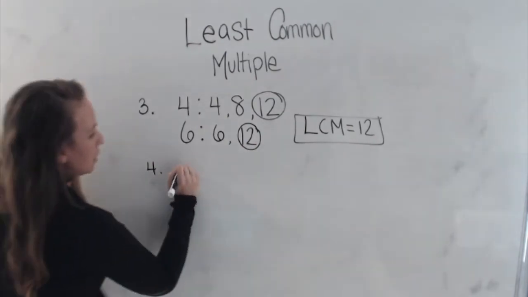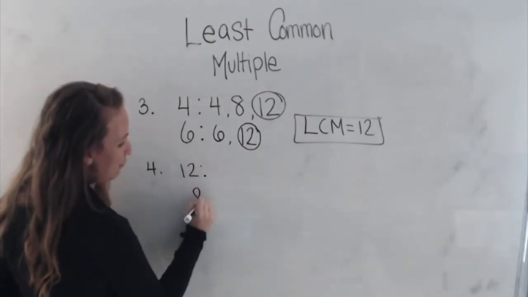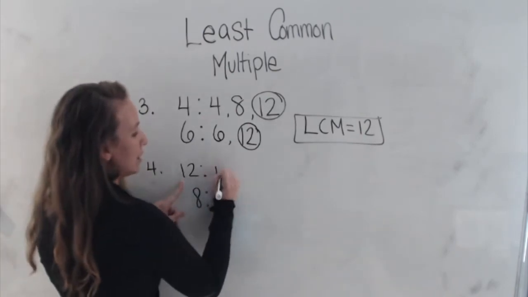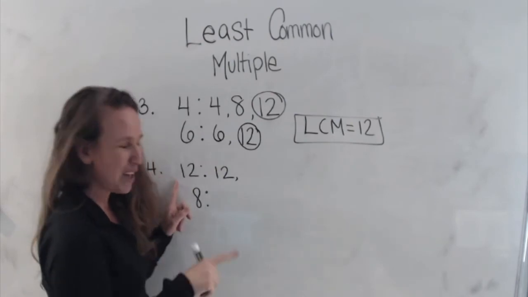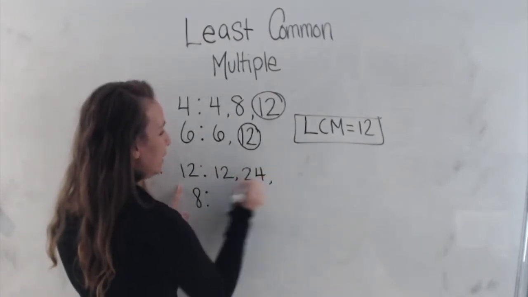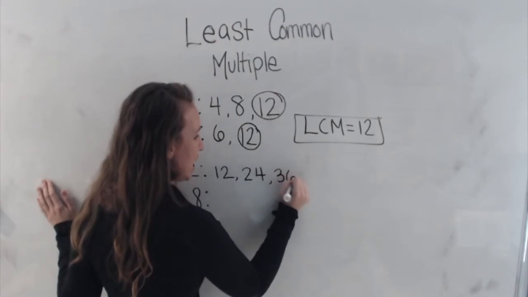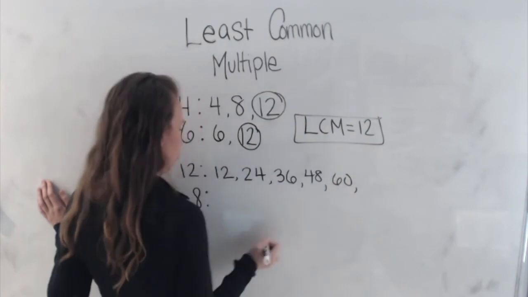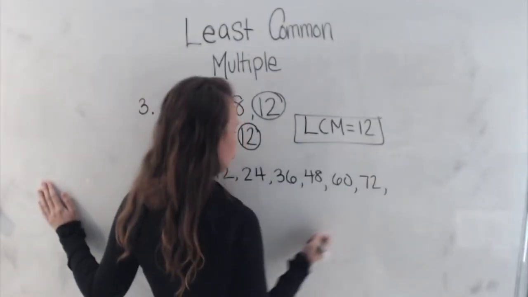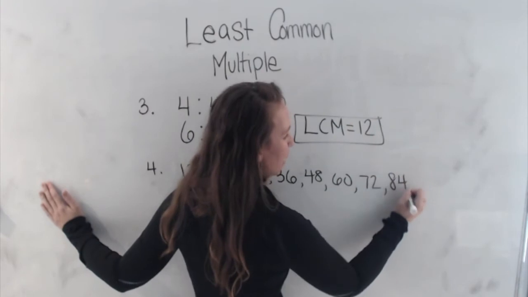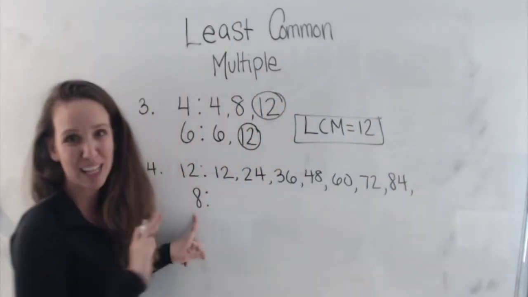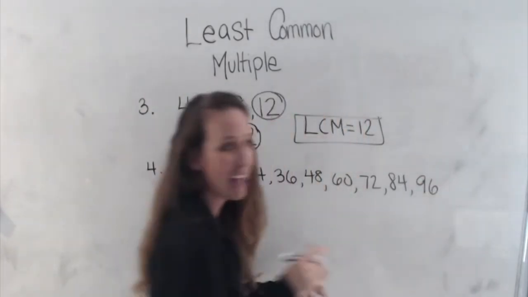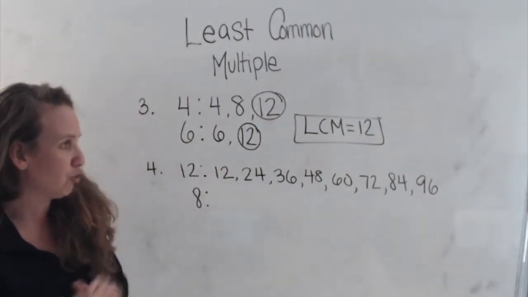Number 4. We have 12 and we have 8. So let's go through. 12 times 1 is 12. 12 times 2 is 24. 12 times 3 is 36. 12 times 4 is 48. 12 times 5 is 60. 12 times 6 is 72. 12 times 7 is 84. And 12 times 8, which is the largest I'm ever going to go, multiplying the 2, is 96. You're never, ever, ever going to go larger than multiplying your 2 numbers.